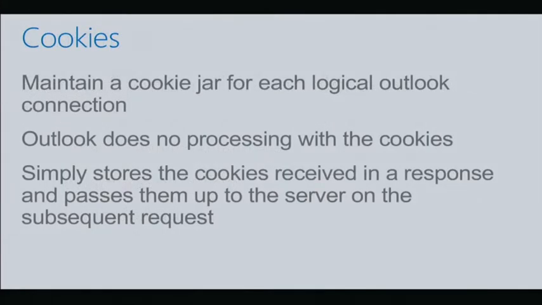Cookies. Outlook maintains a cookie jar. We get back a response from the server, and all the cookies we get back from it, we stash in the cookie jar. It's pretty opaque to us. We don't extract anything. Then on the subsequent request, we copy over all those cookies we got back from the previous response as headers on the next request. We don't really do any processing with the cookies.